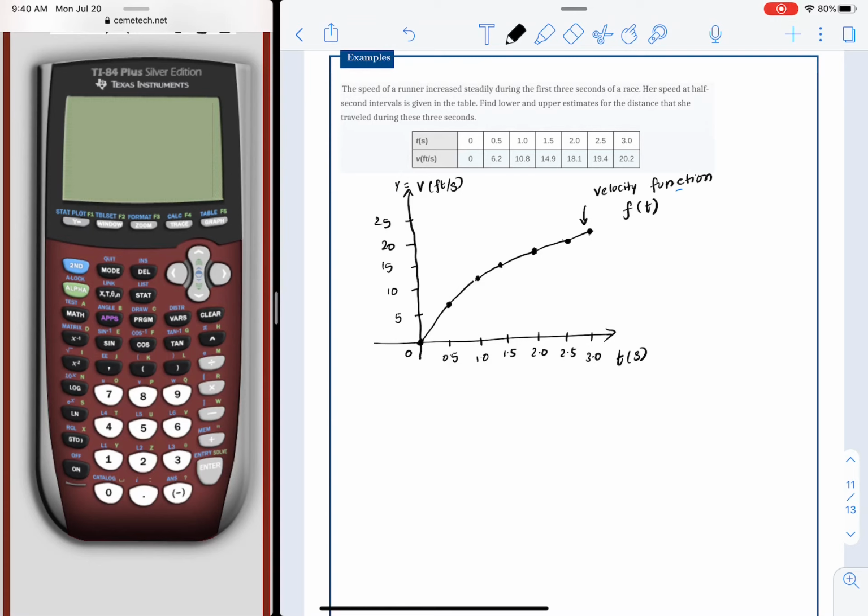Now if we find the area under this, we are going to find the distance. In the previous problems, we had a function and we had to evaluate the values of the function at each of the sample points to find the velocity. But here, they've given us the points, so they made things easy for us. So let me go ahead and copy this, so we can reuse it later.